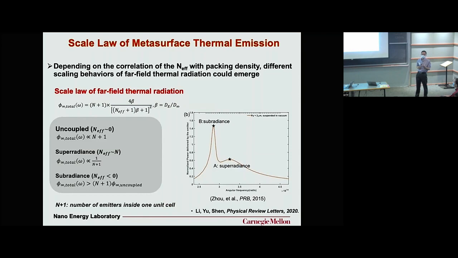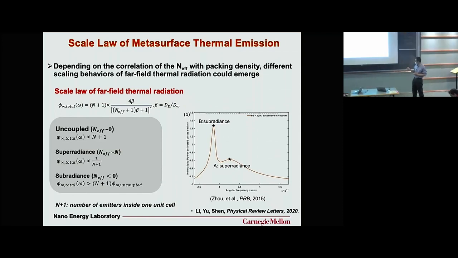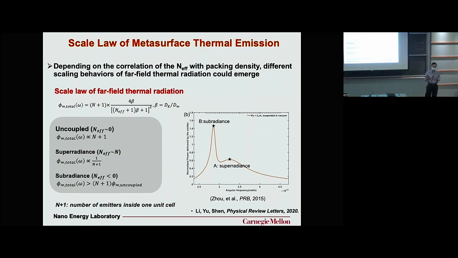Depending on the correlation of this effective parameter with packing density, we can observe three scaling behaviors here. Let me explain them one by one. This is a general formula we have here. We call it the scaling law of far-field thermal emission from metal surface. The first regime is uncoupled. As I mentioned, there's no crosstalk between two adjacent nanoplasmonic emitters. In this case, the total thermal emission is linearly proportional to the total number of plasmonic emitters inside this metal surface.